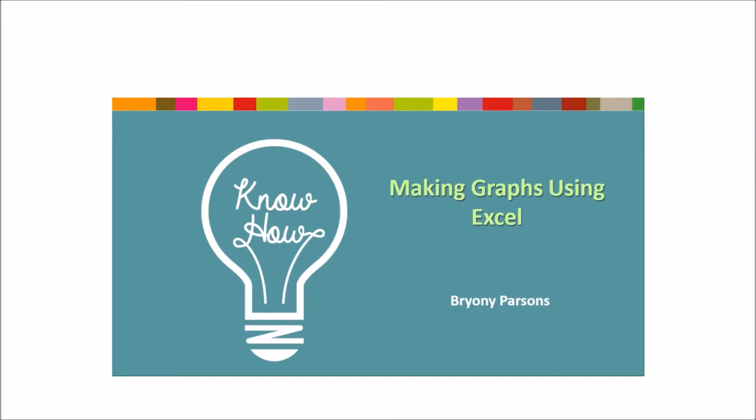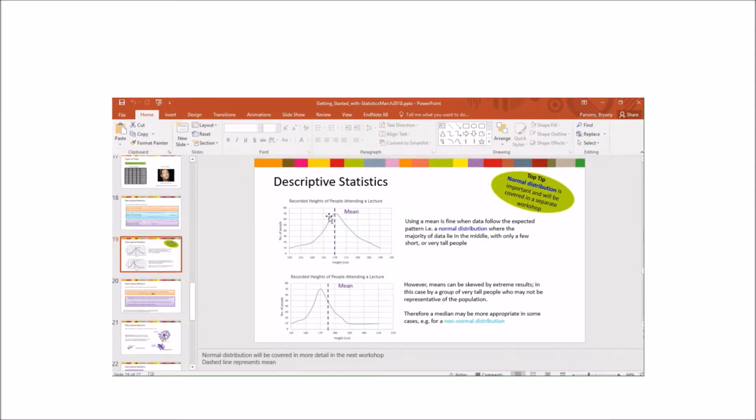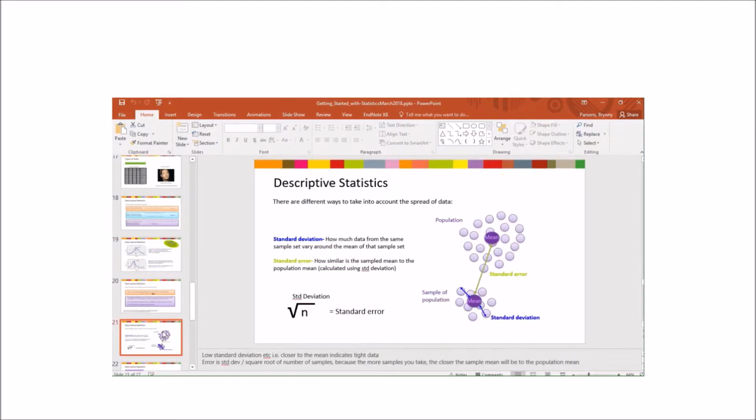Welcome to this video on making graphs using Excel. To begin with, I'm just going to give you a quick recap. Mean, or average as it's also known, is where most of our data lie. Now standard error and standard deviation are ways of looking at the spread of our data.